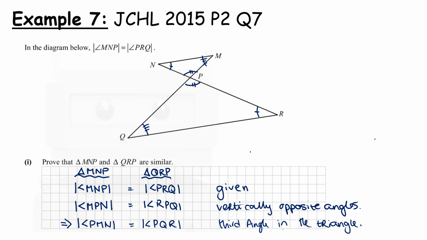So, sorry, let me clean this up a bit. When we're working with similar, it's important to remember that just proving two angles is enough, because the third will always be the same. Therefore, triangle MNP and QRP are similar. So you just need to remember how we prove similar, and that is three angles are the same.